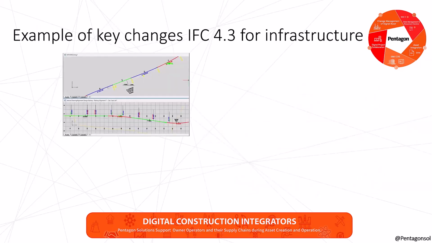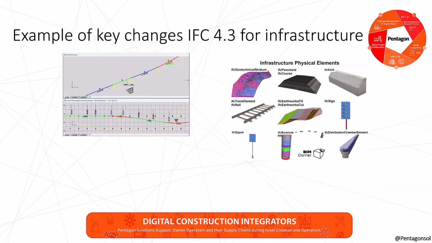Firstly, IFC alignment. This is an element of the IFC standard that allows precise description of longitudinal objects in infrastructure projects. Then we've got objects. This latest version of the standard introduces many objects that allow for more detailed description of elements found in infrastructure projects. So you can see in the picture on screen, you've got your IFC curb, IFC pavement, IFC rail. So there's a good few things that have been added in there.